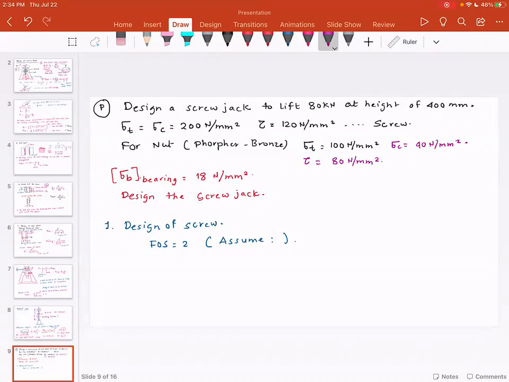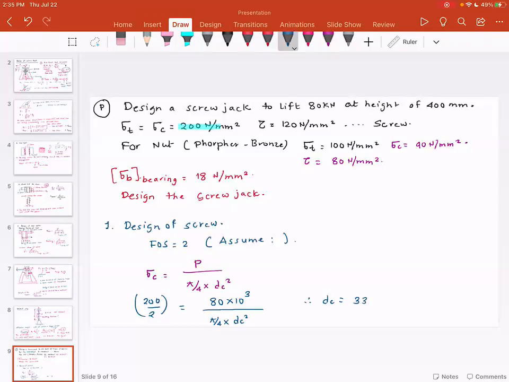So, sigma_C equals P over pi by 4 d_C square. Now, as you can see, the value of sigma_C is 200. So 200 divided by the factor of safety is equal to 80 × 10³ over pi by 4 times d_C square. And that gives us the value of d_C to be 33 millimeters.